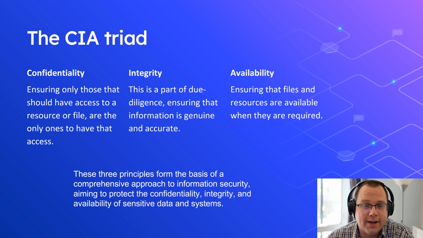And lastly, availability refers to the accessibility and usability of information and systems when needed. It ensures that authorized users can access resources and services without disruption. Measures like backup systems, redundancy, and disaster recovery planning are implemented to ensure the availability of critical functions. These three principles form the basis of a comprehensive approach to information security, aiming to protect the confidentiality, integrity, and availability of sensitive data and systems.